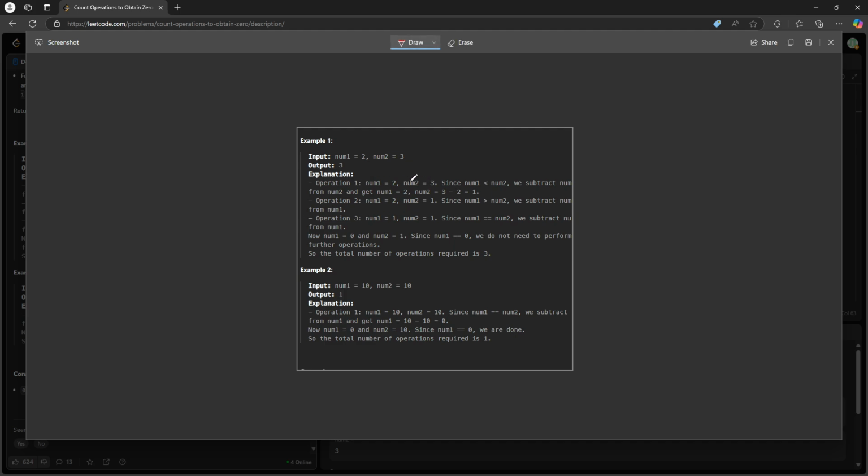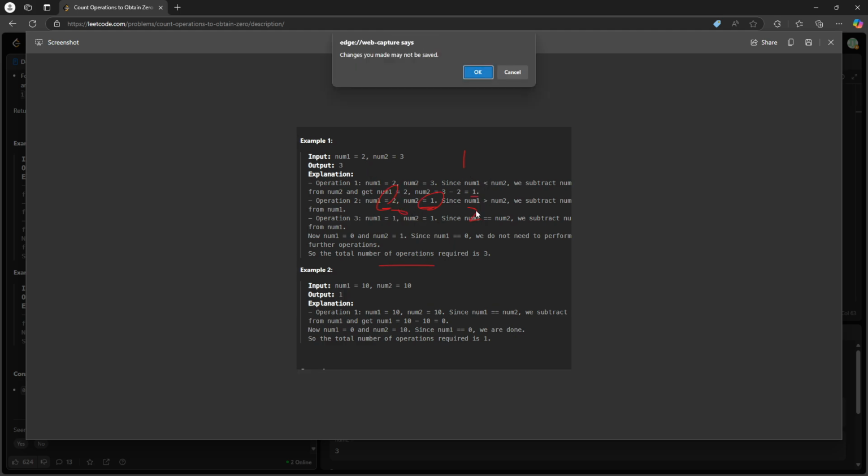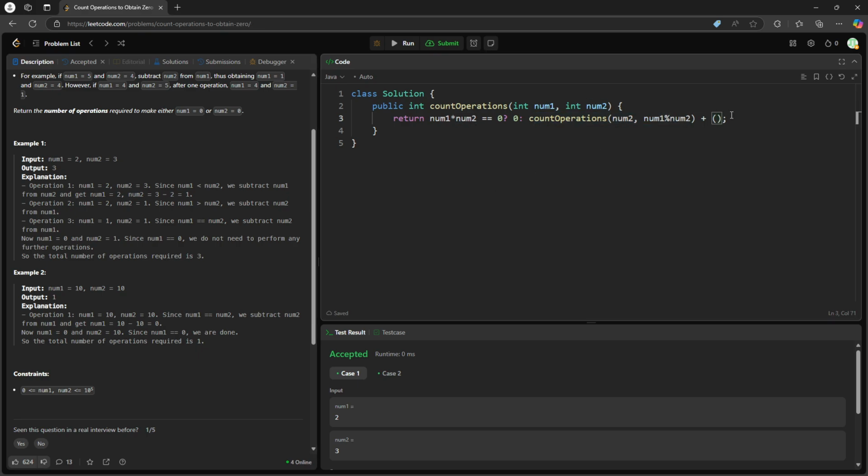So 3 and 2, the quotient is 1, remainder is 1, so you have 2 and 1. And then you do the same thing. The quotient actually becomes 2 at this time. And one of the values is 0, so it's satisfied, and then you return, right? So it's going to be 1 plus 2. So it has to be nums1 divided by nums2.